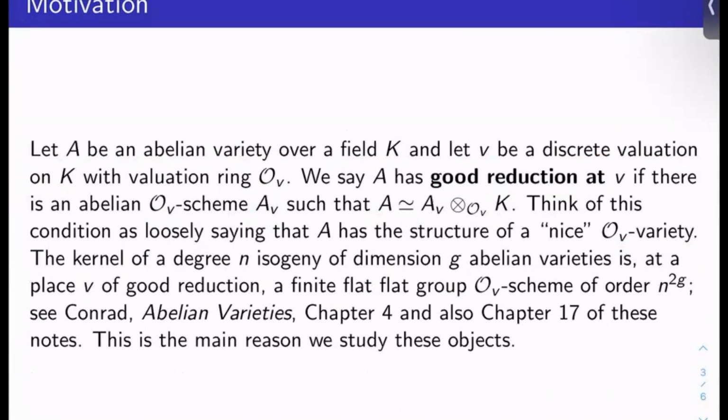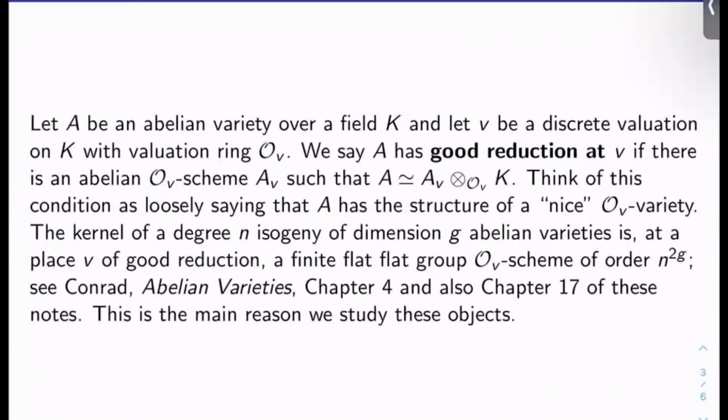Okay, and so what's going on is the kernel of a degree n isogeny of dimension g abelian varieties. So we've got two abelian varieties, A and B. They're both dimension g. We have a degree n isogeny between them. It turns out that at a place of good reduction, the kernel of such an isogeny is a finite flat group O_V-scheme of order n to the 2g. For example, you can see Conrad's notes on abelian varieties, chapter 4. We'll also talk a little bit about this in chapter 17 of my notes. But this fact right here, you could argue, is the main reason that we like to study finite flat group schemes in the first place.